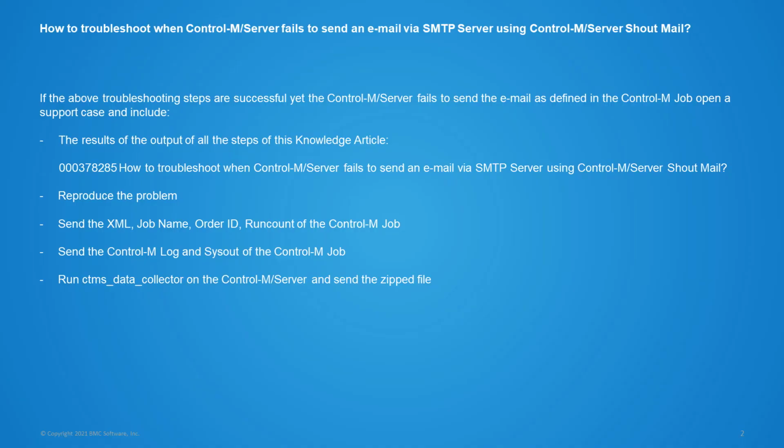If the above troubleshooting steps are successful yet the Control-M server fails to send the email as defined in the Control-M job, open a support case and include the output of the steps of this knowledge article. Reproduce the problem and send the XML job name, order ID, run count of the Control-M job, send the Control-M log and sysout of the Control-M job, and run CTMS_data_collector on the Control-M server and send the zipped file.